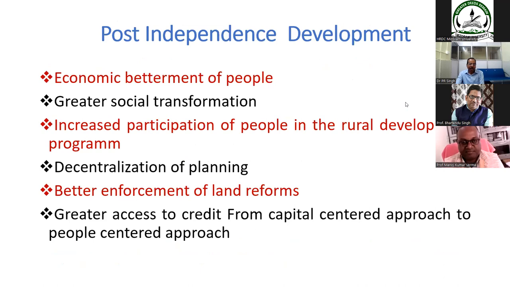What happened after independence, the government of India emphasizes all these things. First, the economic betterment of people, then greater social transformation. That is another concept. Then increased participation of peoples in the rural development programs. Then decentralization of planning. Decentralization of planning is one big plan for the community development program.